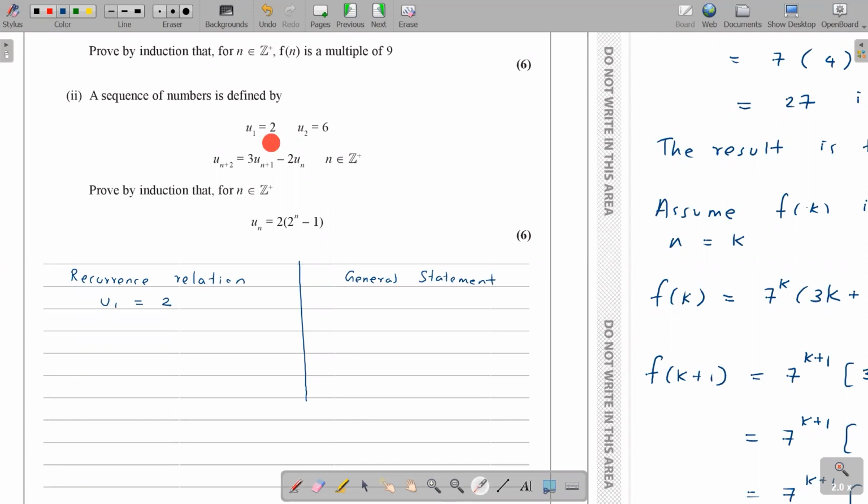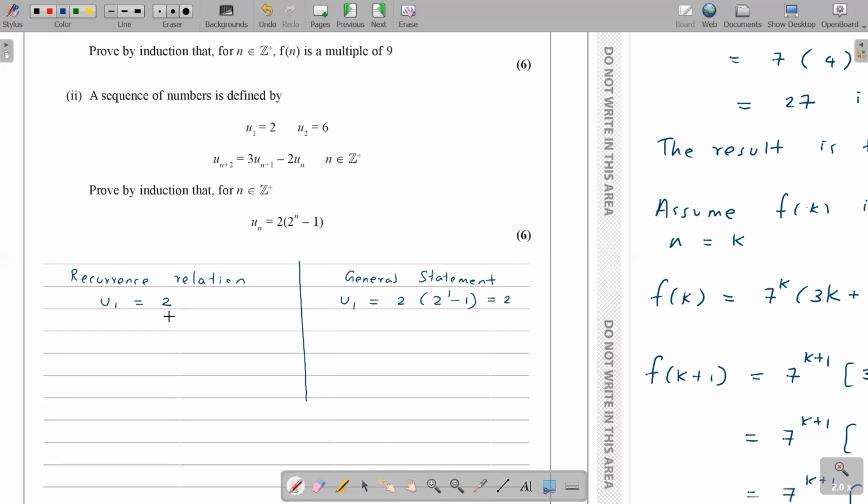First term is given. So then let's check whether our general statement also will give the same answer, because it has to. If it doesn't, then this is not true, right? So let's check whether it works. u1 equals 2 into 2 to the power 1 minus 1. How much is it? 2 into 2 minus 1 is 1. So 2 into 1 is 2. So as you can see, the recurrence relation answer and the general statement answer matches.